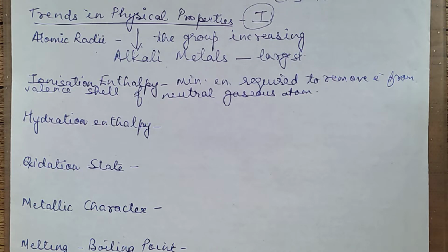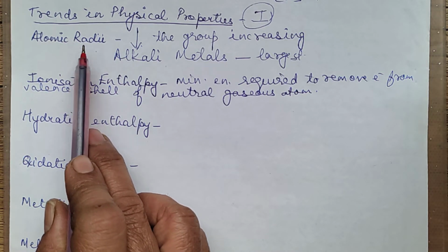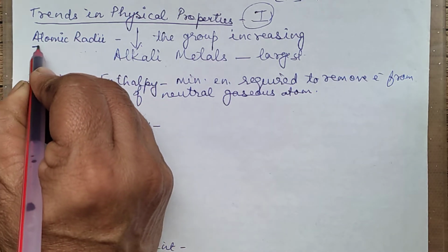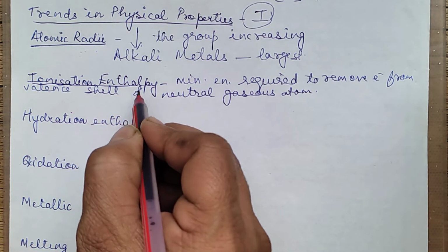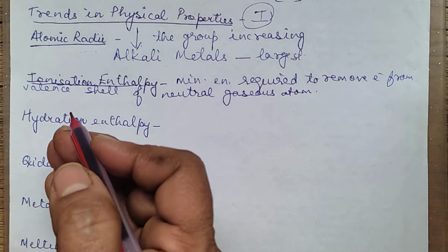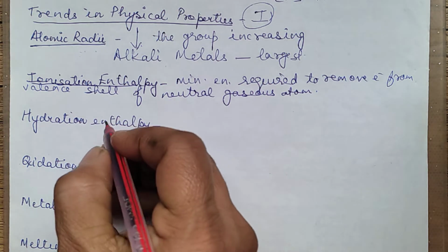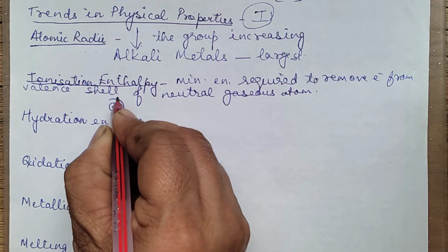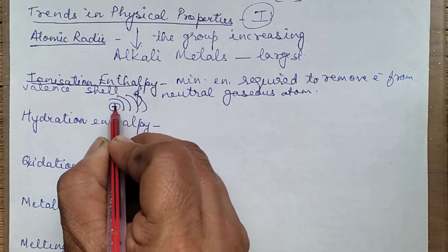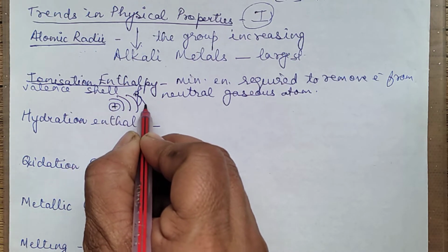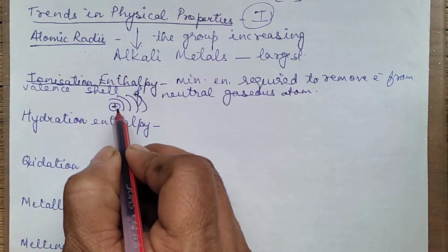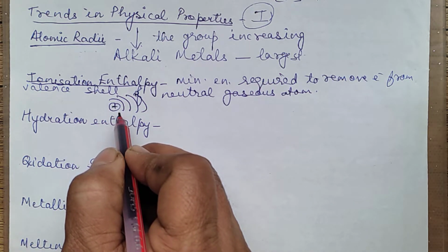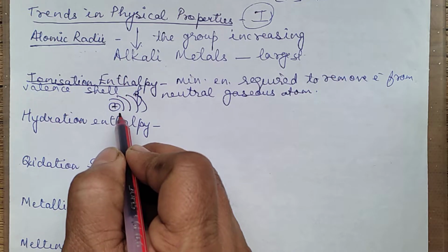Because we said the size is large, because we said the atomic radii is big, their ionization enthalpy would be less. If the size is big, the electron would be away from the nucleus, so the hold of the nucleus over the last electron will be less. All that detail you can see in periodic classification. For that, all the videos I've already posted there.